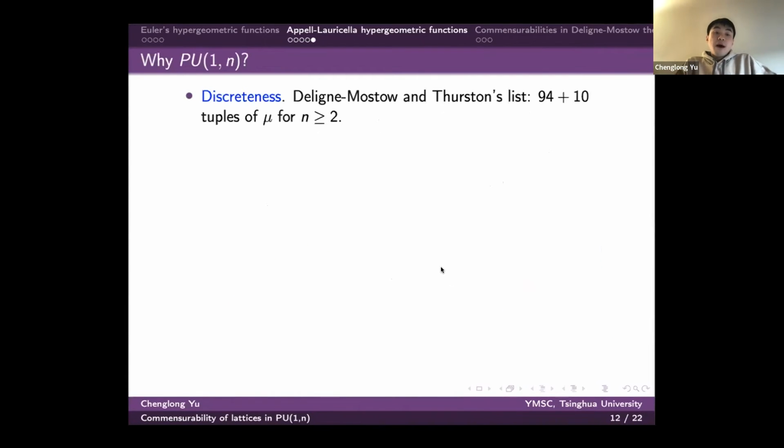So why do we care about this PU(1,N) and some subgroups inside this PU(1,N)? Let me mention some results. First is the discreteness of those groups. Deligne, Mostow and Thurston obtained a criterion for discreteness. From the discreteness criterion, you find 94 plus 10 tuples of mu. So in total, you only have 104 examples for n greater than or equal to 2. And n equals 1 is back to the triangle group case, so it has infinitely many examples.